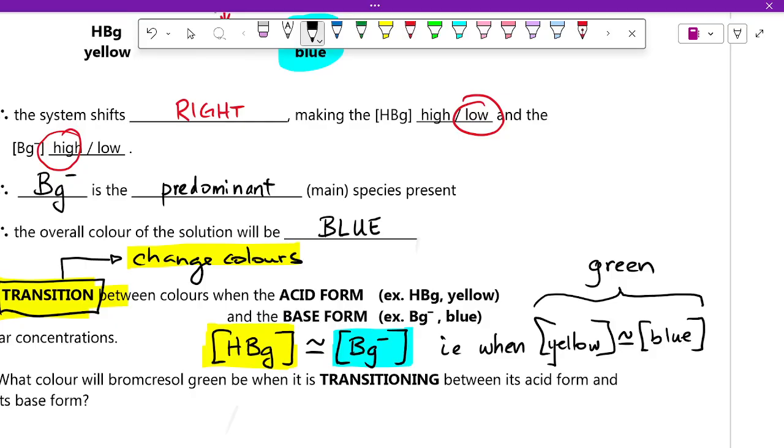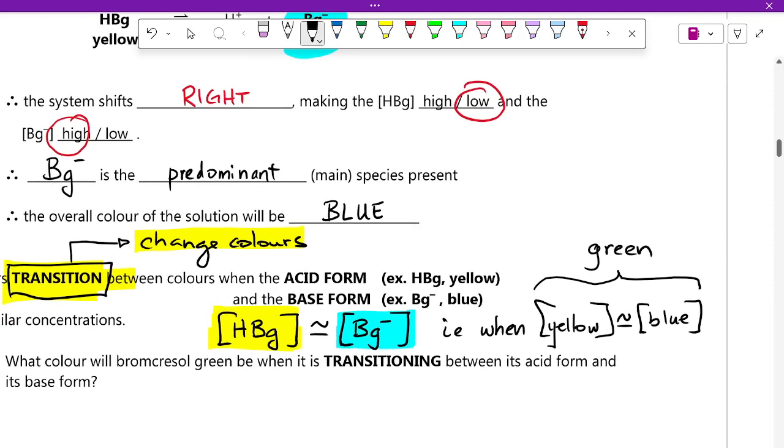Which just answered the next question. What color will bromcresol green be when it is transitioning between the two? Green. Yes, absolutely. Okay.